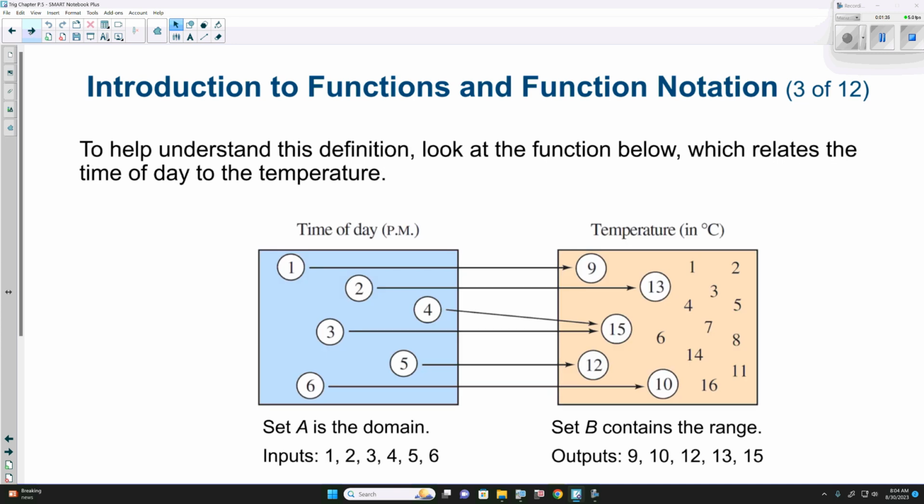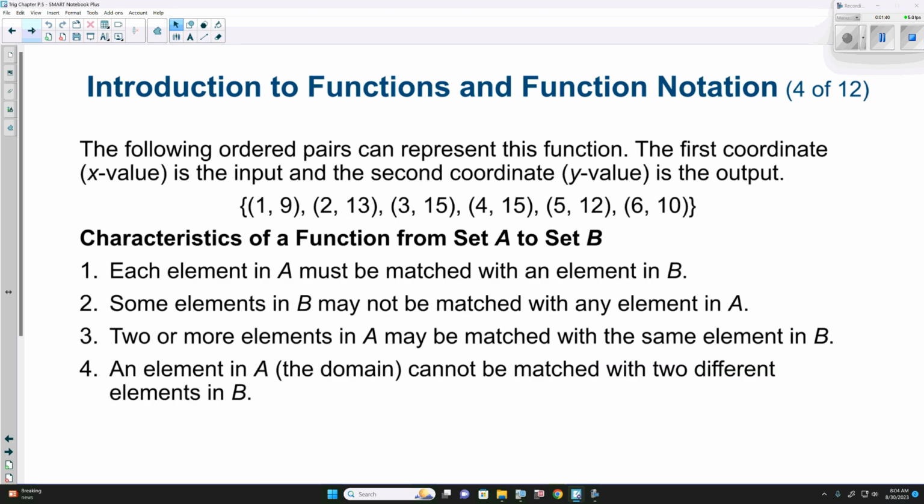This is a picture of a function. We have ordered pairs. Each element of A must match an element of B. Some elements in B may not be matched with any element in A. And two or more elements in A may match to the same element of B. That's fine. It just means we have different x values going to the same y value. The only thing we cannot have is an element in A matched to two different range values. I can't have one x value going to two different range values.